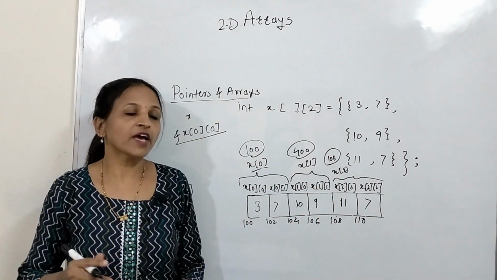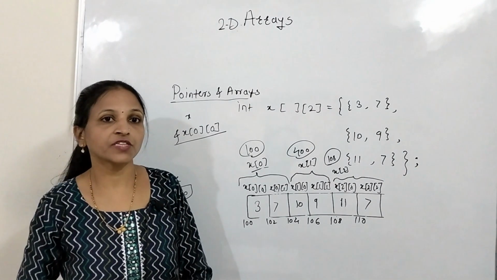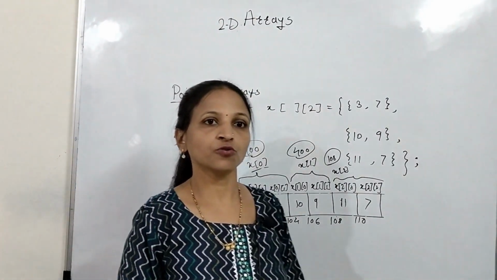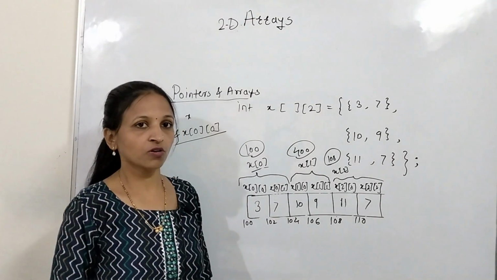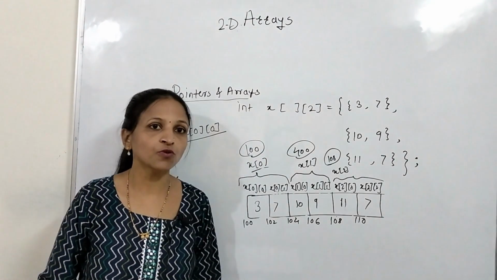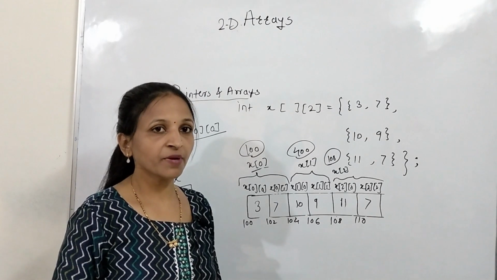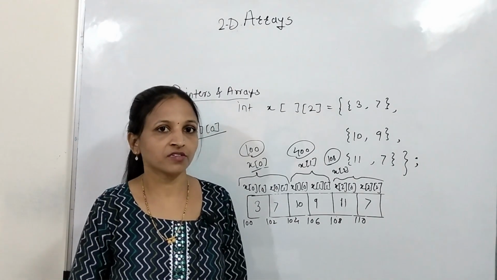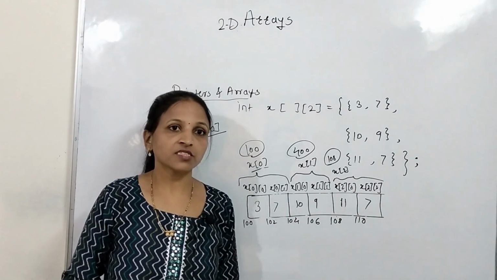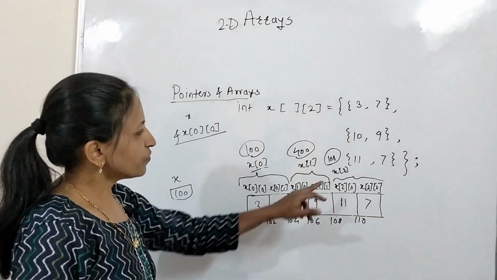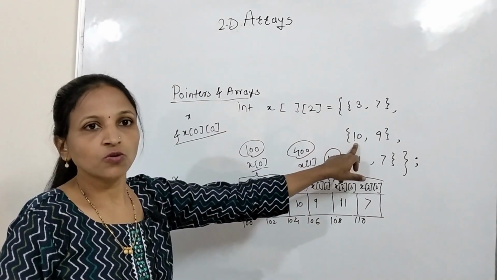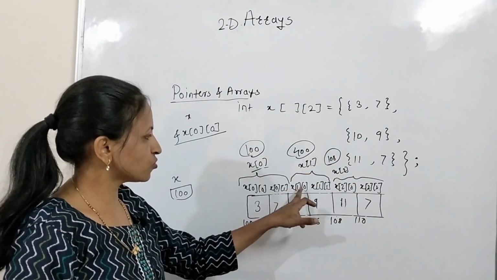Now how to access these elements with the help of pointer, that I am going to explain. In case of one dimensional array, we have seen all these concepts, like how to access elements of array with the help of pointer. In that we have already discussed array name holds base address of that array. Now see, I want to fetch this 10 element. This is x of 1, 0.